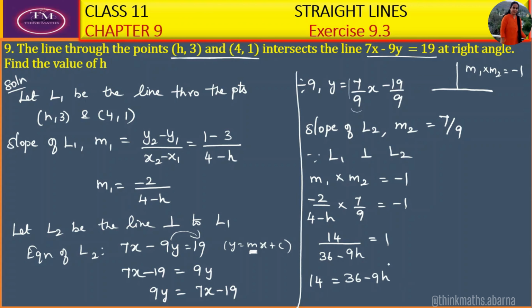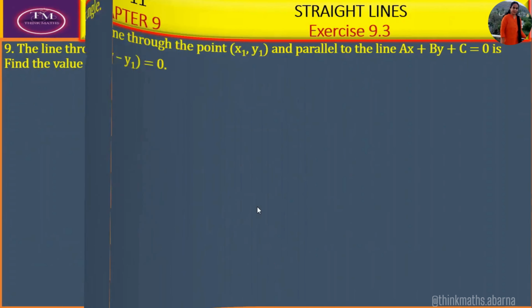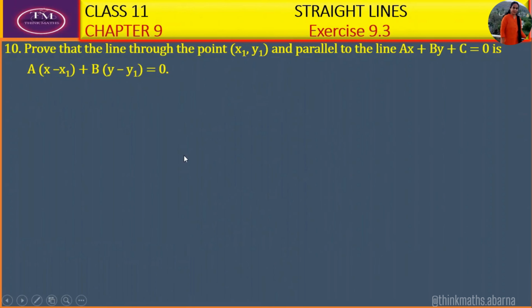So bring this 9h to the left hand side. It will become plus 9h. On the right hand side we have 36. This 14, if I take it to the left hand side, will become minus 14. So 9h is equal to 22. h is equal to 22 by 9. So this is the value we need. So we found the value of h, which is 22 by 9. Clear? So moving on to the 10th question.